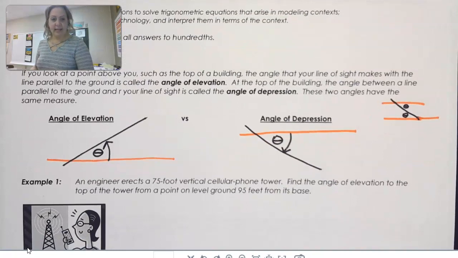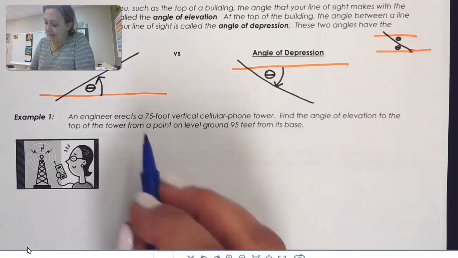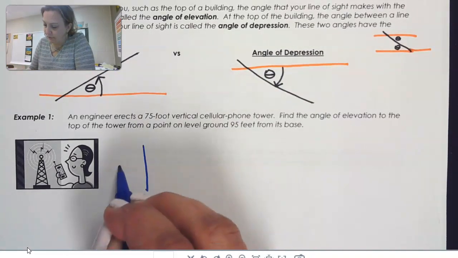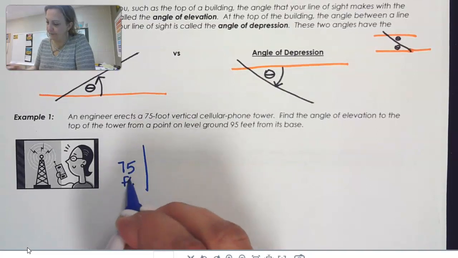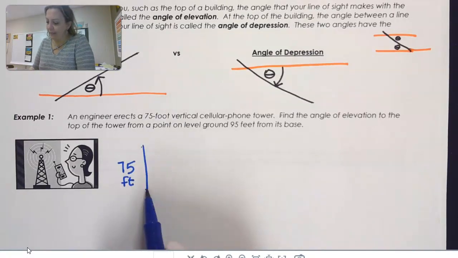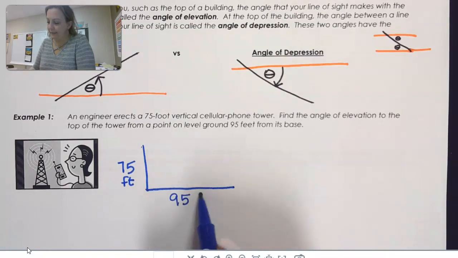Example 1 says an engineer erects a 75-foot vertical cellular phone tower. Find the angle of elevation to the top of the tower from a point on level ground 95 feet from its base. Okay, so we have this 75-foot vertical cellular phone tower, and we want to find the angle of elevation to the top of the tower from a point on level ground 95 feet from its base.